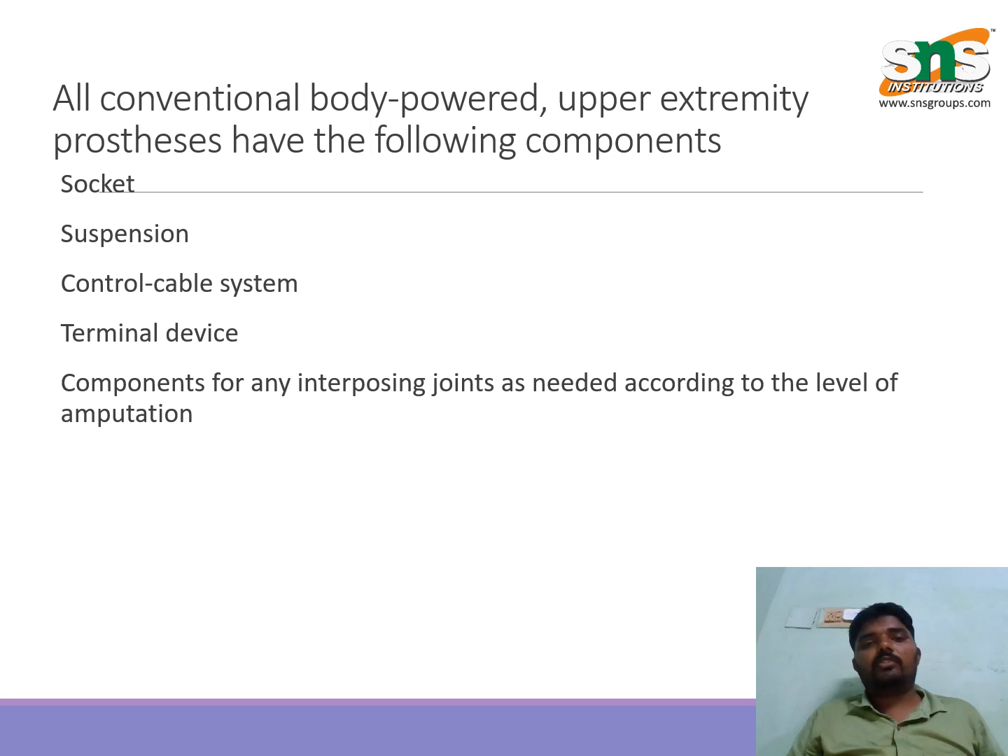So all conventional body-powered upper extremity prostheses have the following components: socket, suspension, control cable system, terminal device, and components for any interposed joints needed according to the level of amputation.